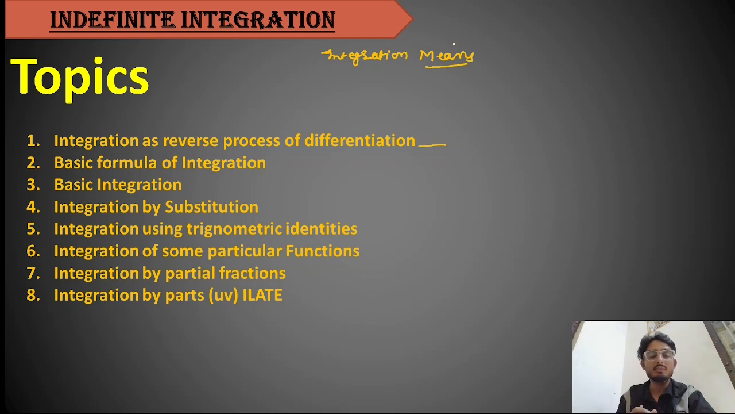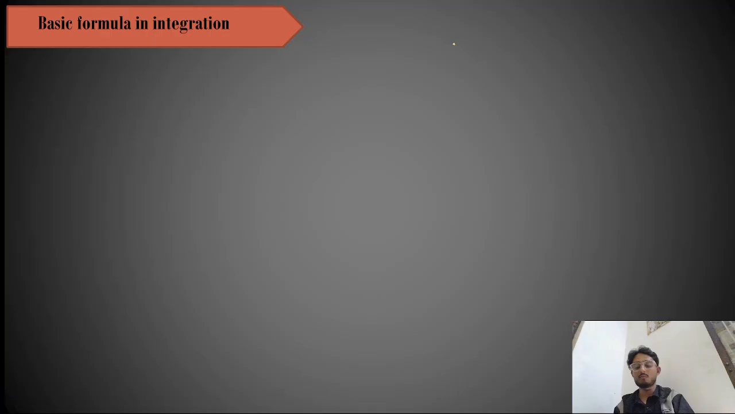And after that we will go on to the basic formulas of integration, then basic integration, then integration by substitution, trigonometric identities, some particular functions, partial fractions, and integration by parts, which we will do with the UV method. Okay, let's start our topic from here.